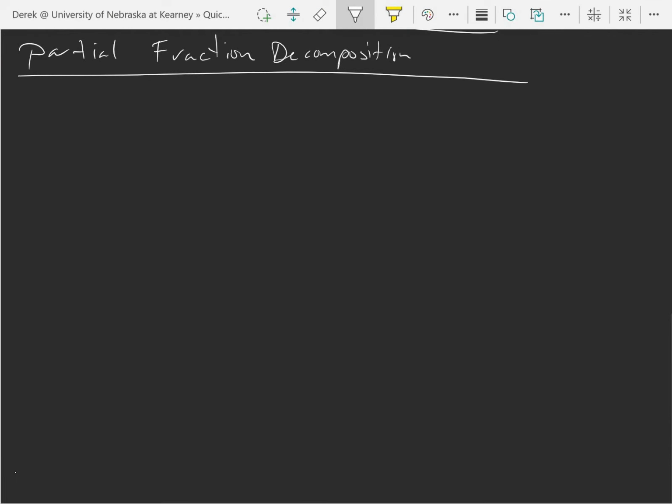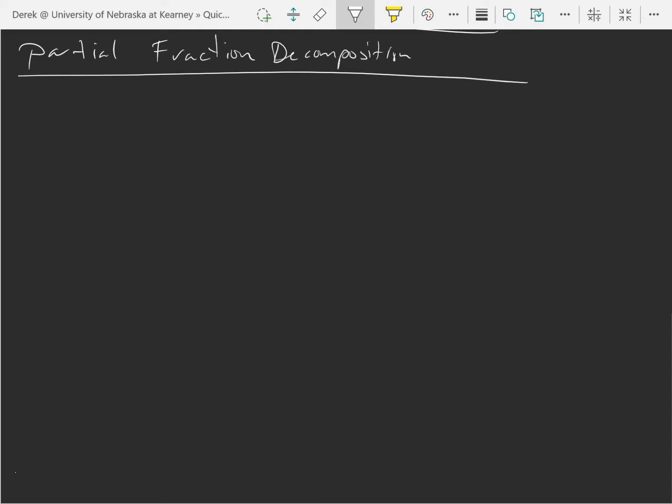Okay, now that we have the factor theorems and the fundamental theorem of algebra, let's talk about partial fraction decomposition. We'll see how to integrate these partial fractions in the substitution video. So I just want to do just partial fraction decomposition and not worry about the integral part.